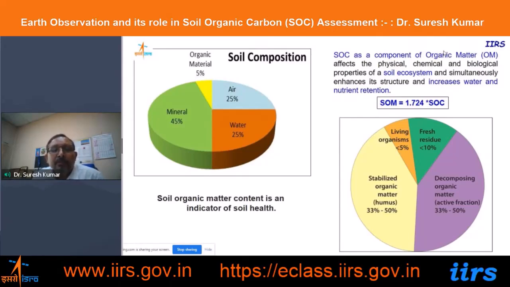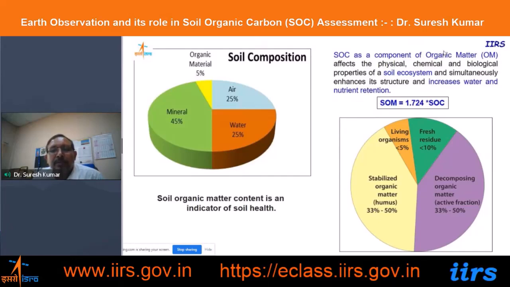If we see the composition of organic matter, then we find that less than 10% is fresh residue, less than 5% is living organisms, microbes, 33 to 50% is very stabilized organic matter which is present in the form of humus, and nearly 33 to 50% is the decomposed organic matter, which is very active organic carbon.